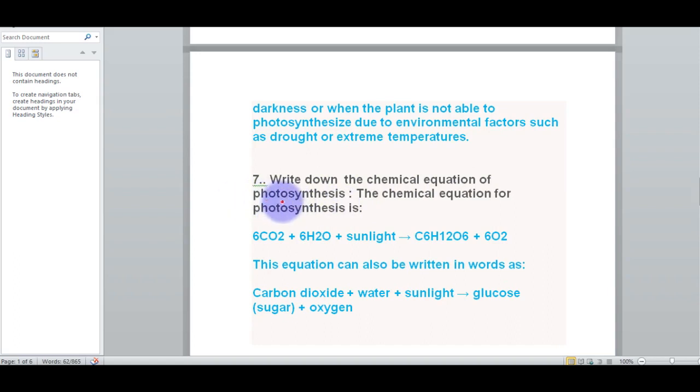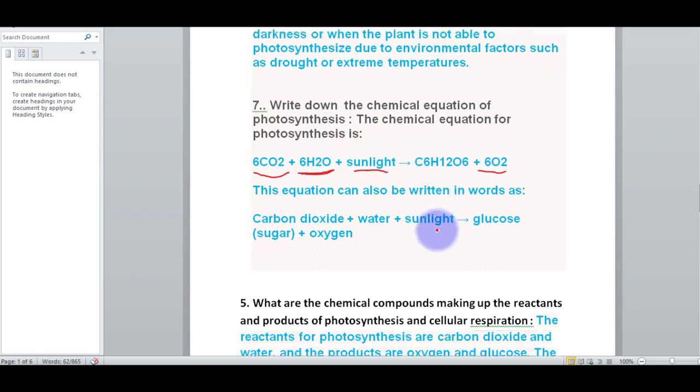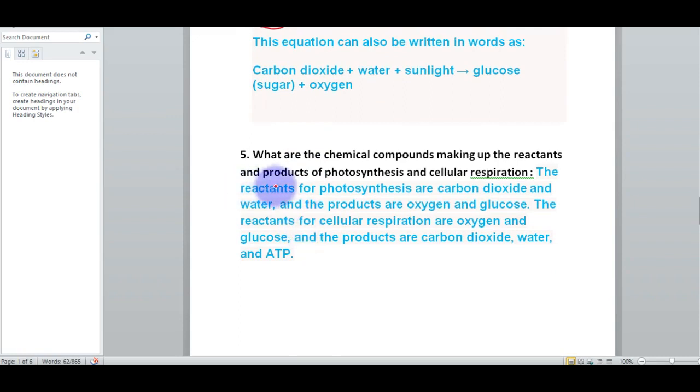So the next question, write down the chemical equation of photosynthesis. We have already seen this from above, but to write the balanced equation, we have to make sure that the numbers of carbon dioxide and water molecules that react are 6:6. That is, 6 molecules of carbon dioxide react with 6 molecules of water in the presence of sunlight to produce carbohydrate, with oxygen being given off to the environment as a byproduct. The equation can also be written in words as we have seen above.